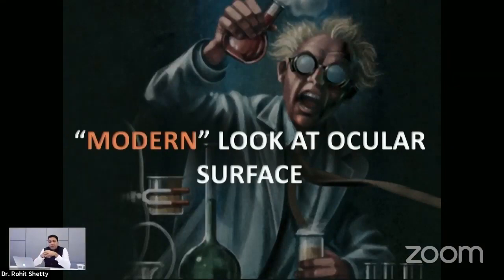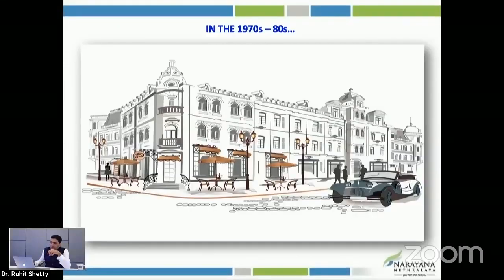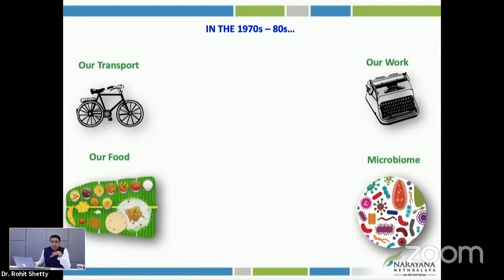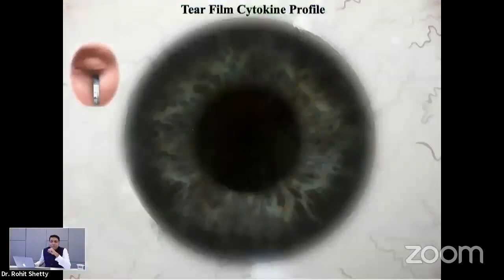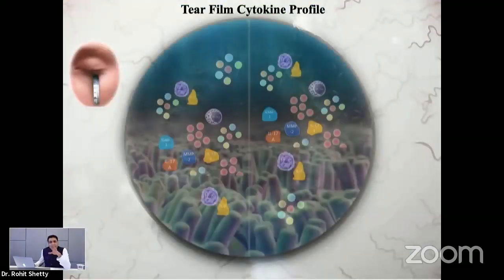That's where the whole understanding is: we have to take a modern look at the ocular surface. What we've been told or what we've been reading is a little outdated in today's context, because in the 70s, 80s, 90s we had a different level of food, the work was different, our bacteria was different, the ocular microbiome was completely different. And dry eye used to come with a different kind of picture. You used to have Schirmer's, evaporative or aqueous deficient dry eye, and it used to come with a certain set of cytokines, which are the inflammatory mediators.